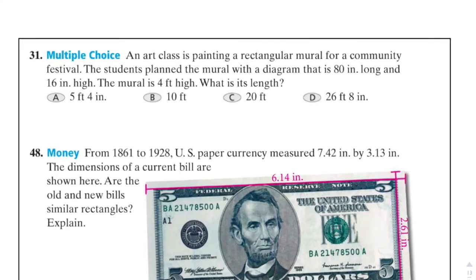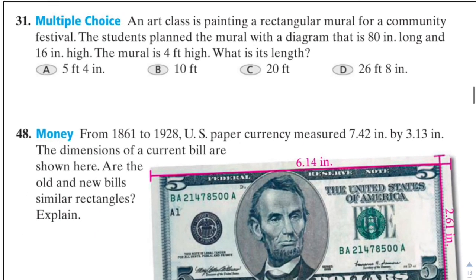Multiple choice. An art class is painting a rectangular mural for a community festival. The students planned a mural with a diagram that is 80 inches long and 16 inches high. The mural is 4 feet high. What is the length of the mural? I think I'm going to convert everything over to inches, figure out the inch value, put it back to feet.